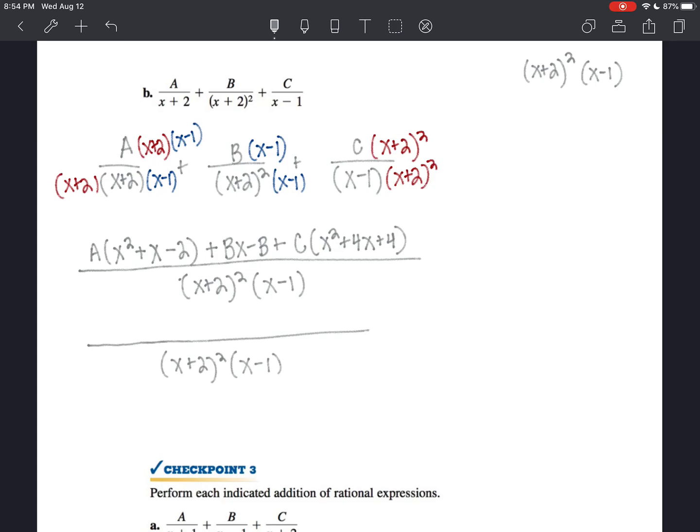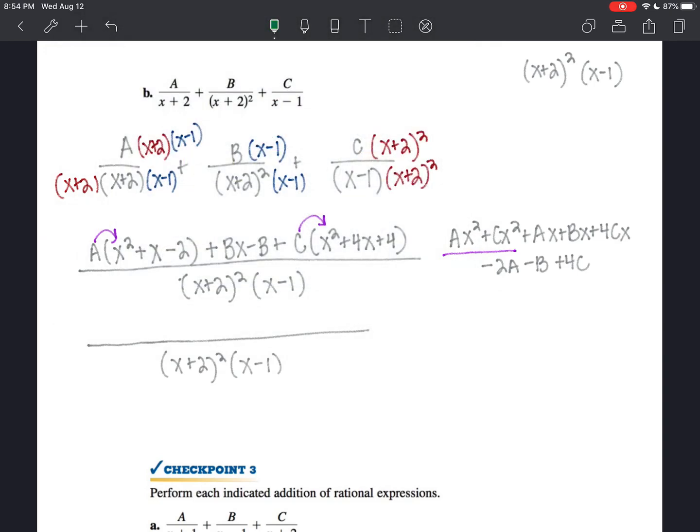I might be able to do it right here from here. Ax squared plus cx squared. And then I'm going to have positive ax plus bx plus 4cx. And then I'm going to have minus 2a minus b plus 4c. So this is what I'm doing. I am multiplying, and that's how I got that.